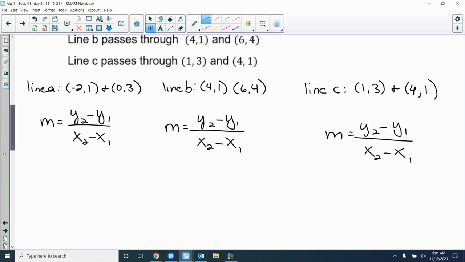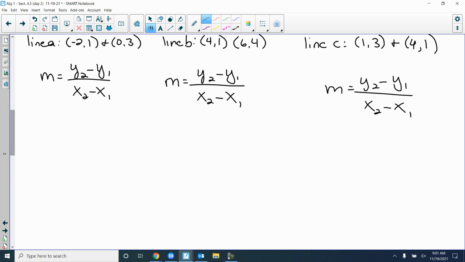All right, so for the first one, tell me what order to subtract. Addie: 3 minus 1. Okay. And then on the bottom, 0 minus negative 2. Okay, and then what's that equal? 2 over 2. 2 over 2, which becomes what? 1. All right, so we got a slope of 1 for that one.